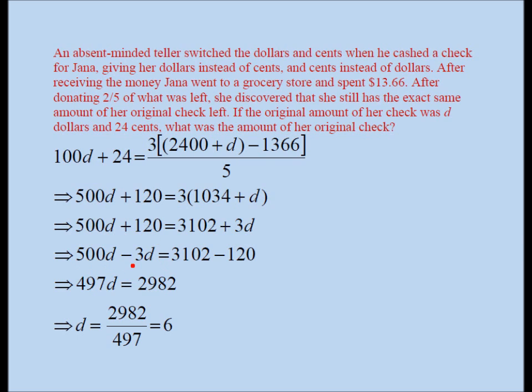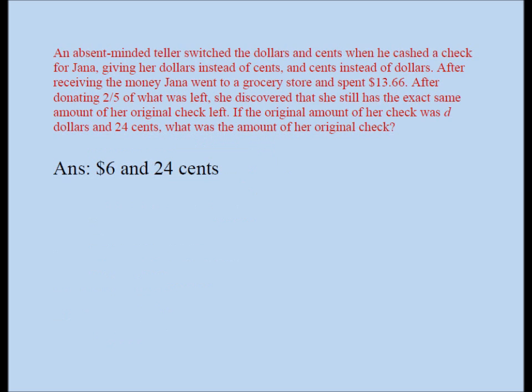I get 500D minus 3D is equal to 3102 minus 120, which was also subtracted from both sides. And it boils down to 497D is equal to 2982. Dividing both sides by 497, I'm going to get 6. So the value of D is 6. So the answer is the original amount on her check was $6.24. And that's all the question is asking for, and you can double check your answer. It is correct.